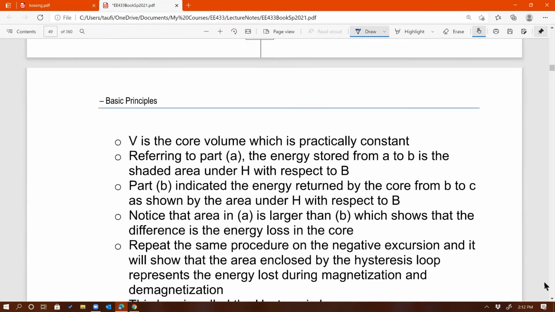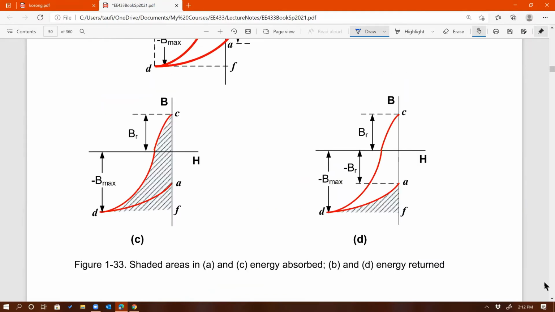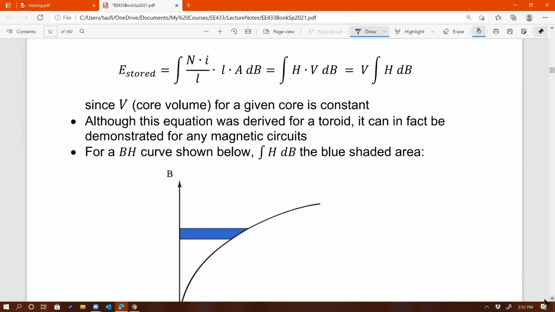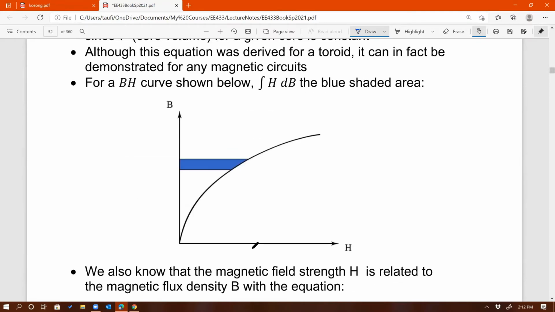So where is it? I thought I had a picture on this. Hang on a second. Yeah, right here. So I'm going to skip ahead to this page, page number 52. This picture shows the energy from that equation. Energy stored is the integral of H with respect to B. So if you want to find the energy stored from magnetic field intensity 1 to magnetic field intensity 2, then the energy stored will be the area under the curve with respect to B.